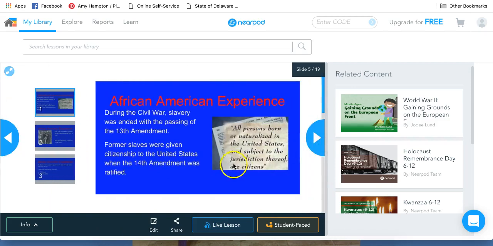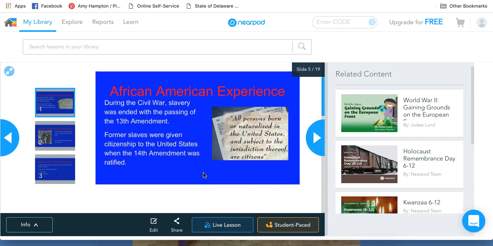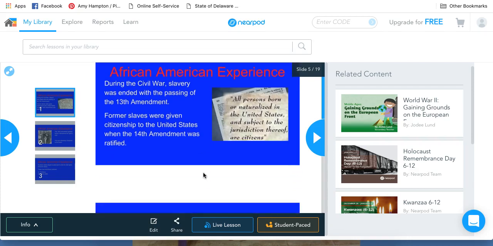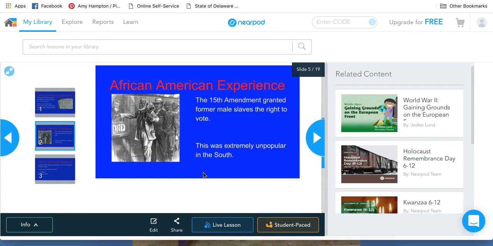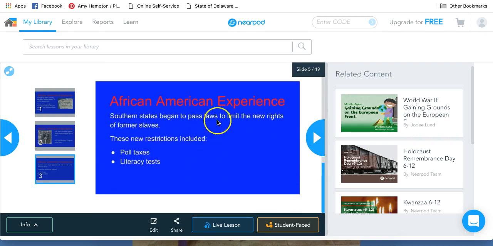So then we move through the African American experience. We fast forward time, as I would say in my class, talking about the Civil War and the ending of slavery, what that meant for former slaves with the 13th, 14th, and 15th Amendments, and then how some of those southern states tried to buck the system, and they passed new laws that would restrict these new rights of citizens.